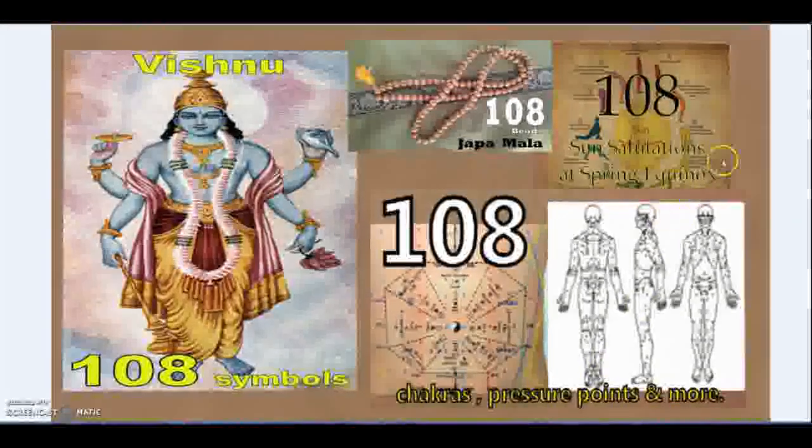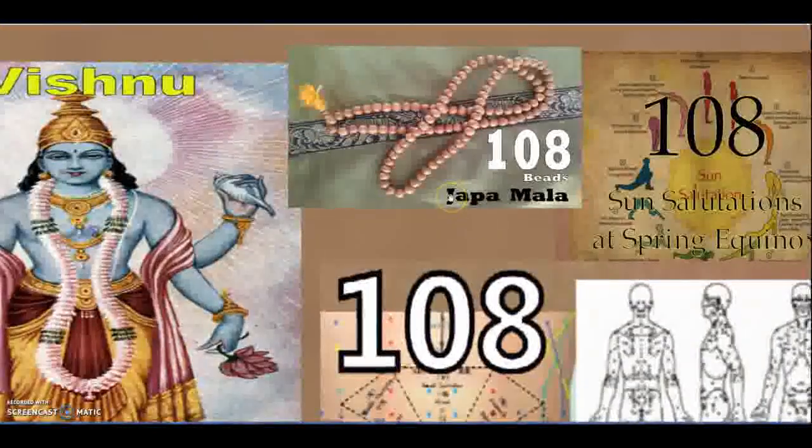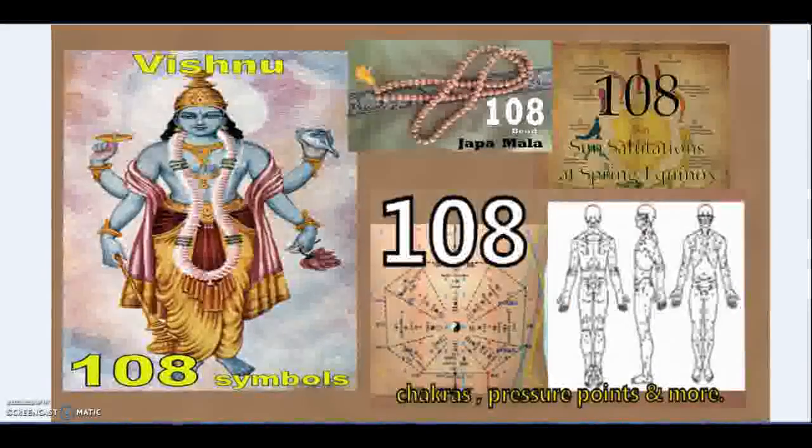Sun salutations on the spring equinox in yoga, 108 sun salutations, and the japa mala, especially in the eastern traditions, 108 beads. Very important number. It's built into it. You'll find 108 in all the ancient Hindu and Buddhist temples. That's one of these important features.